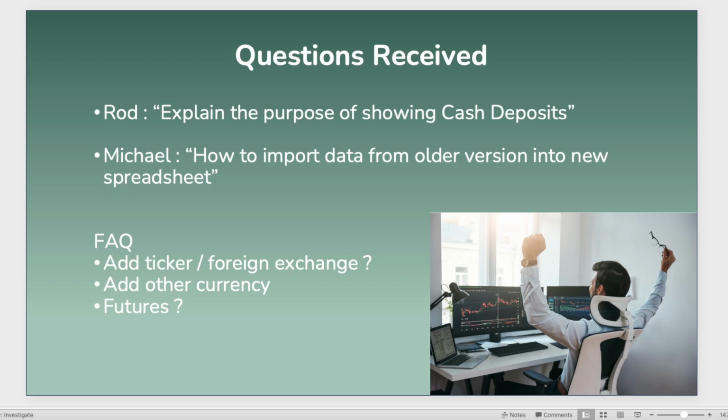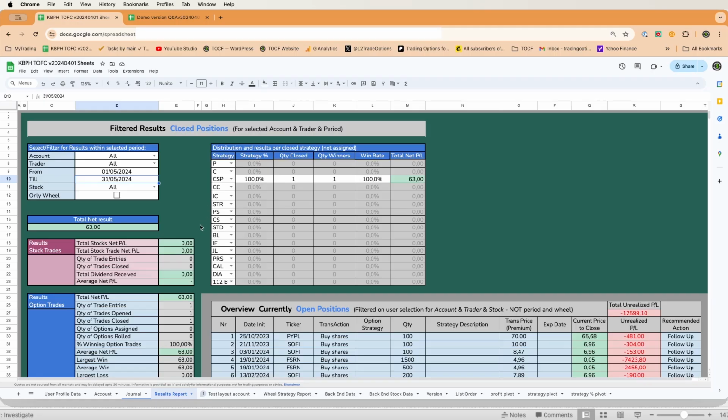So I'll just switch now to the spreadsheet itself. So this is basically the spreadsheet like I am using it right now. It's actually the one that I use for my trades, as you can see. So maybe the first question that was asked was regarding the utility, let's say, of making a cash deposit.